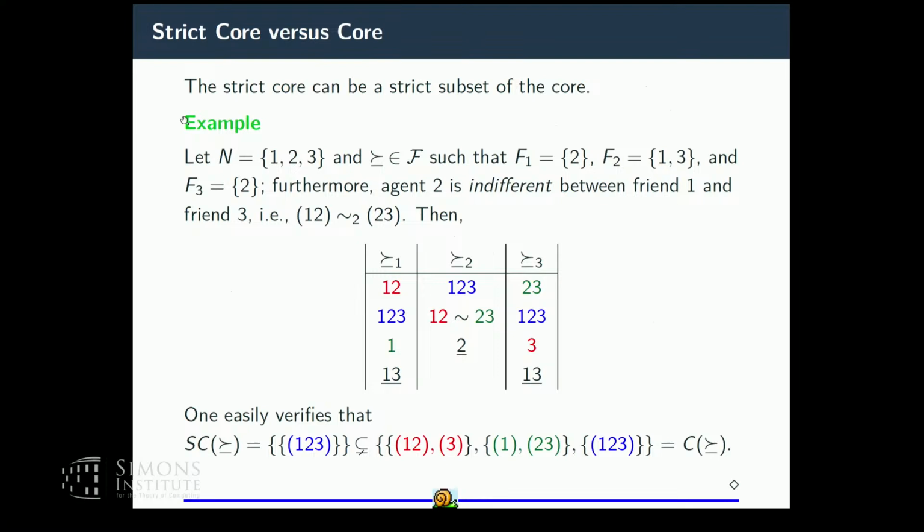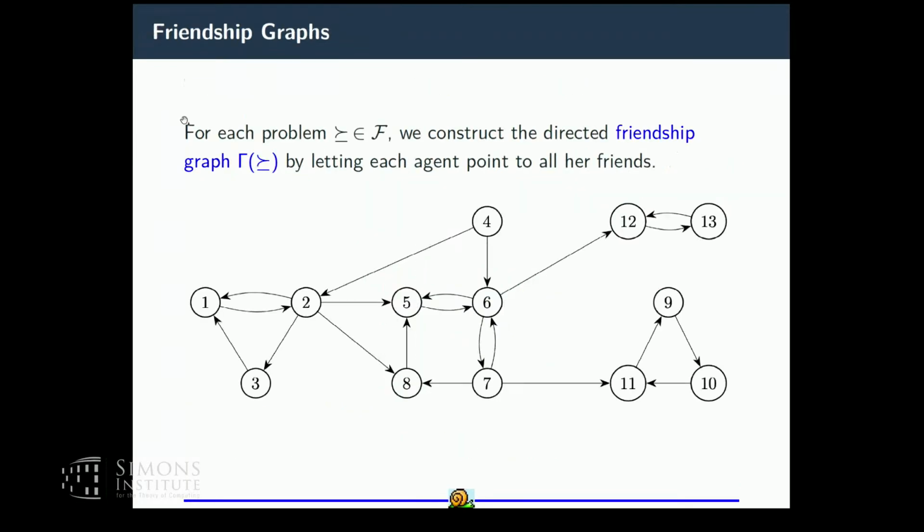So now the point is, how do you find core allocations? It turns out there's this really neat thing going on, that you can construct a nice graph, and a graph theoretical concept gives you a core allocation. So what type of graph is it? It's a very simple graph. Everybody is a node in the graph, and it's a directed graph. You point at your friends. So here agent 1 has only friend 2, but agent 2 is a bit more social. He has friends 1, 5, 8, and 3. So everybody points at their friends, and you get the so-called friendship graph.